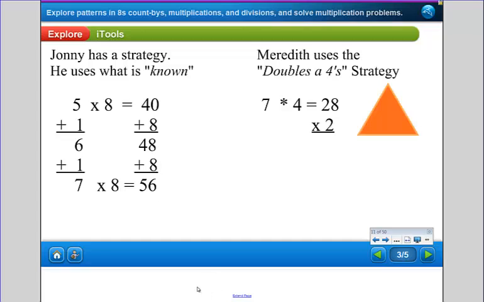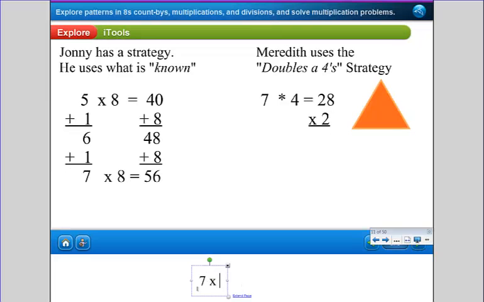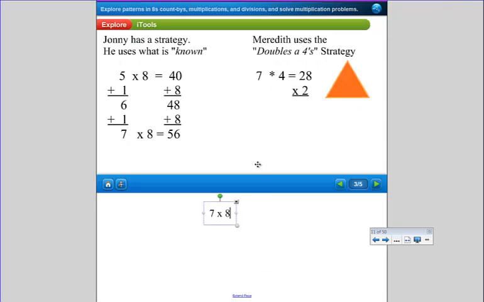Do you see the original problem that he was trying to find? He was trying to find 7 times 8. And that was the original problem. And he had a hard time finding it, so he used his strategy by using the 5s.